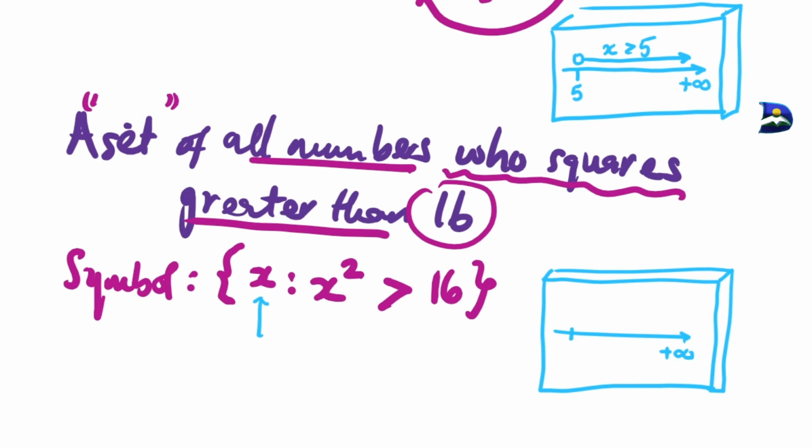So x must be 4, because 4 squared is 16. But take note that 4 is not included, because in this case we have not defined our greater than to be equal as well. So we are able to define this sentence in terms of the symbol and also a diagram to support our argument.